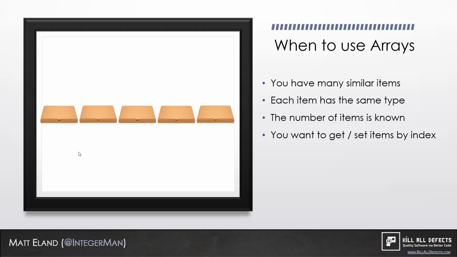So, when would you use an array? I would use an array when I have many similar items, when I know the type of each item and it's the same, and I know how many items are going to be in that array from the very beginning. The way that arrays shine is when you want to get and set items by a specific index. Cool? So many similar items, same type, you know how many you have, and you expect some performance improvements by getting and setting items by a specific index.